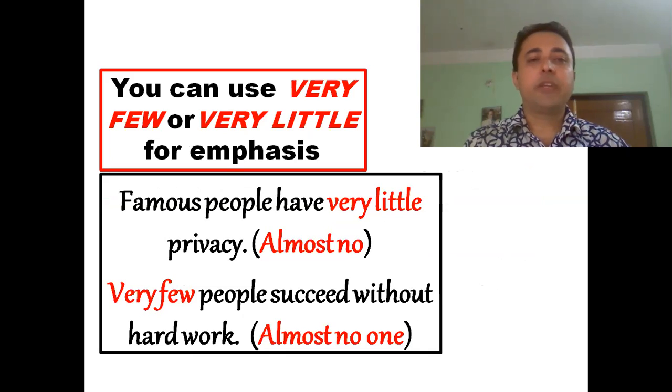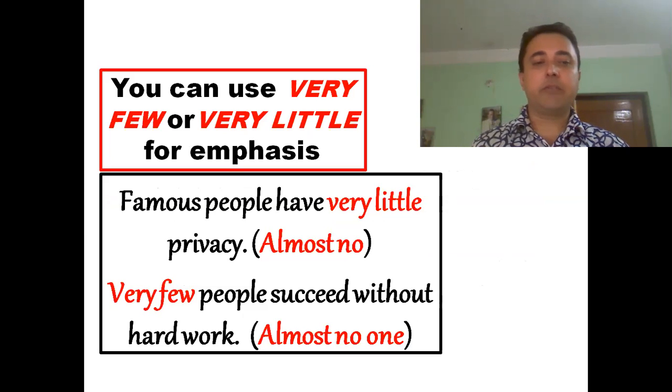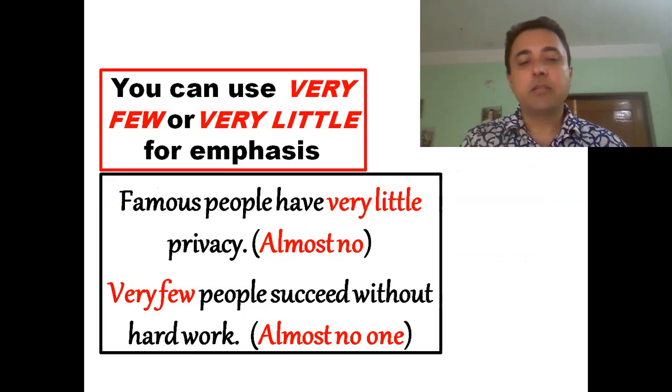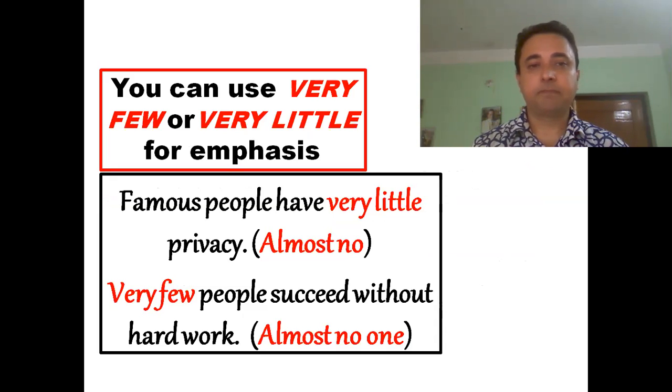You can also use very few or very little for more emphasis in your sentences. Famous people have very little privacy means they have almost no privacy, and very few people succeed without hard work means almost no one succeeds without hard work. All right.